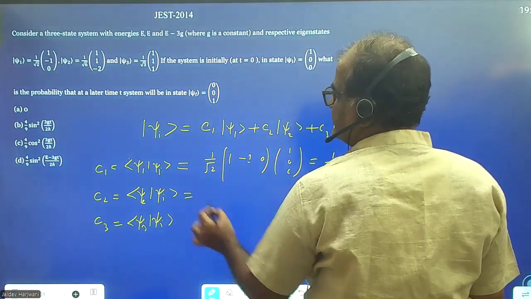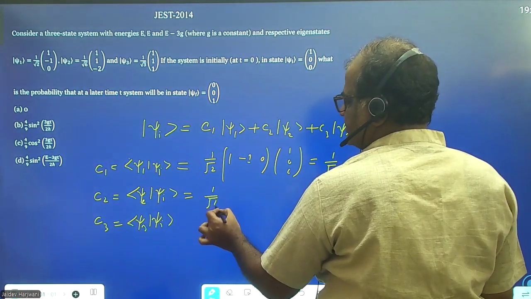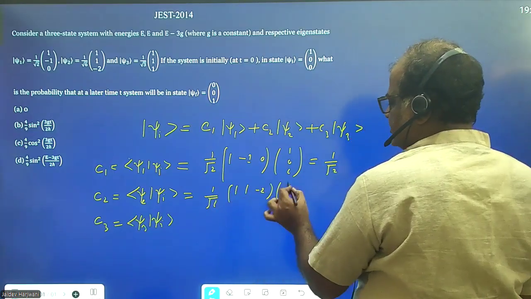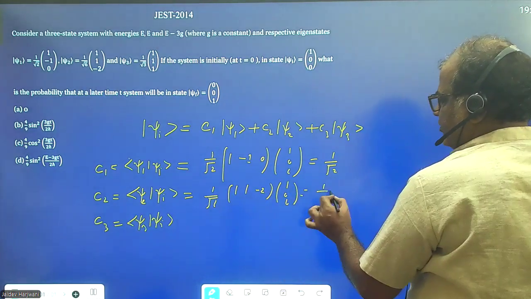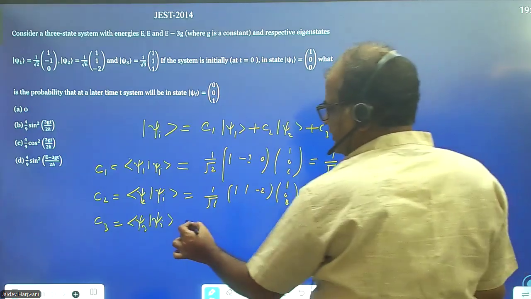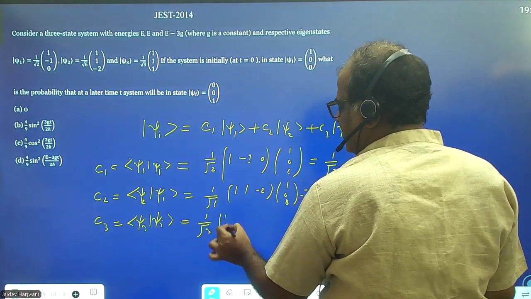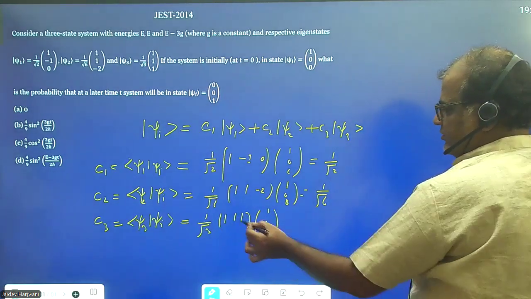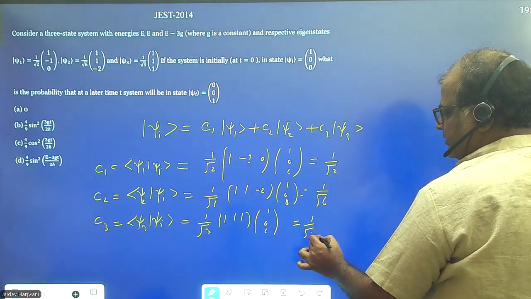And now next is psi 2. Psi 2 is 1 by root 6 times (1, 1, minus 2), and this is (1, 0, 0). So this will give me 1 by root 6 because the other terms become 0. And if I write now psi 3, that is again 1 upon root 3 times (1, 1, 1), with (1, 0, 0). This will again give me 1 by root 3.